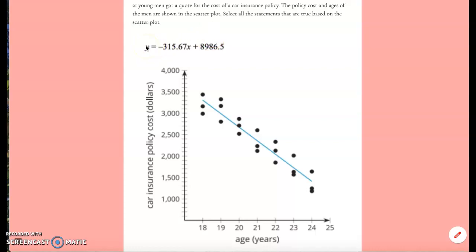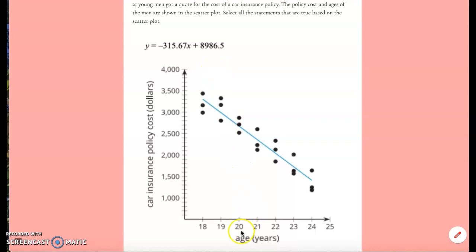So we have two really important pieces of information. We have this equation, with a slope of about negative 315 and a y-intercept of about 8,986. On the graph, we want to pay special attention to the units of our axes. We have age on the x-axis, and car insurance policy cost in dollars on the y-axis.